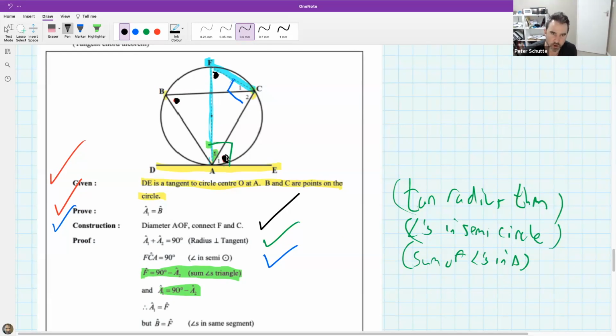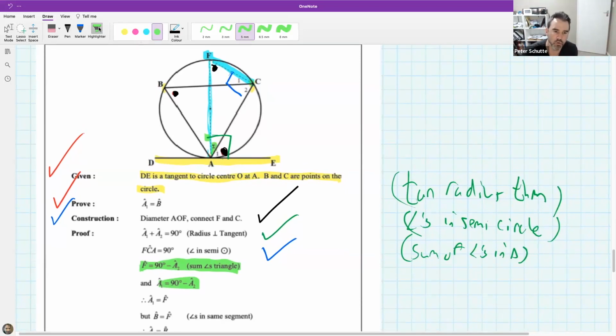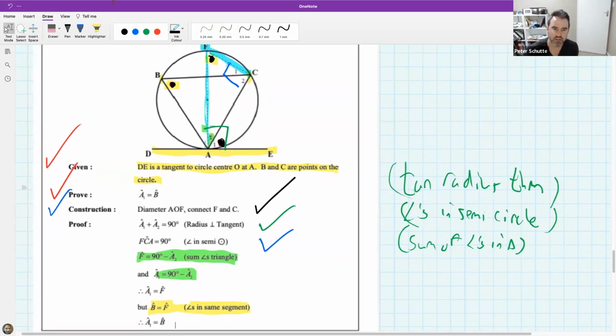Okay, so what have we said so far? Let me just highlight this for you. We've said that B equals F. Why does B equal F? Well, because it's angles in the same segment. But now I think we're done, because if you know that this one is equal to this one, and this one is equal to this one, then that must be equal to that. And so we can say that A1 is equal to B. That's what we were trying to prove.